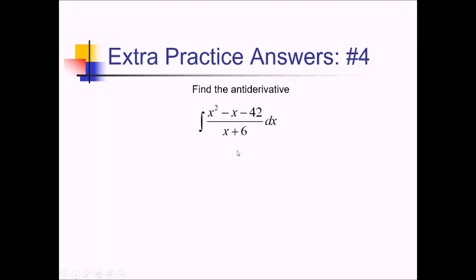To get anywhere on this problem, finding the antiderivative, I'm going to have to factor and cancel some things out. So my numerator, I can factor this with two things that multiply to -42 and add up to -1. We have x plus 6 and x minus 7 up there. And then these x plus 6's can cancel. And notice I've still got the integral hanging around here, the antiderivative. So I'm going to have antiderivative of x minus 7 dx.